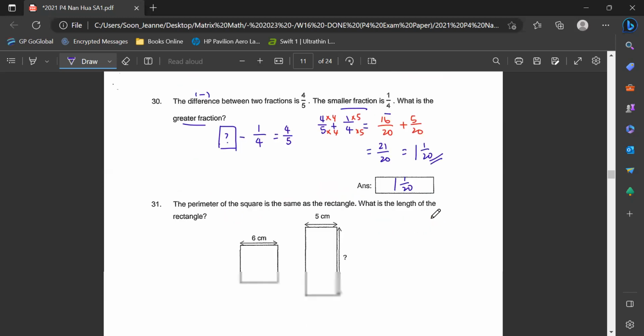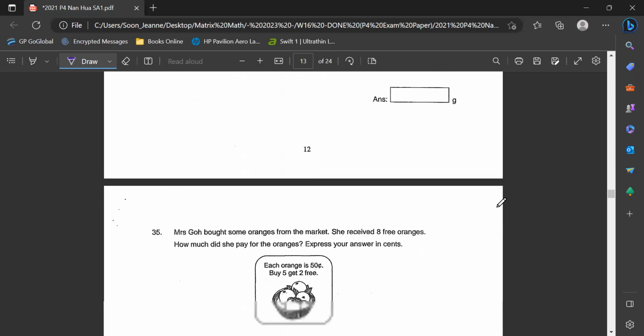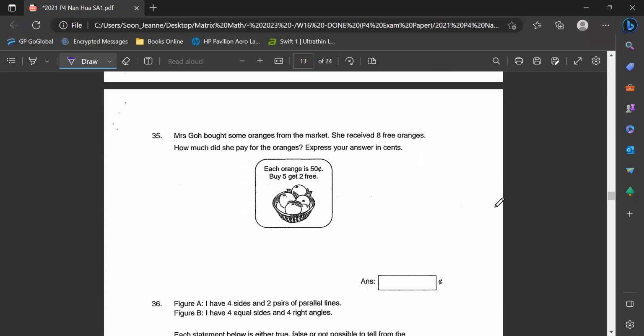Okay, so I'm going to do question 35 here, which is this one. Okay, Mrs. Goh bought some oranges from the market. She received 8 free oranges. Okay, how much did she pay for the oranges? Express your answer in cents. So if you look at the one that they gave you, the total number of free oranges that she got, which is 8, right?